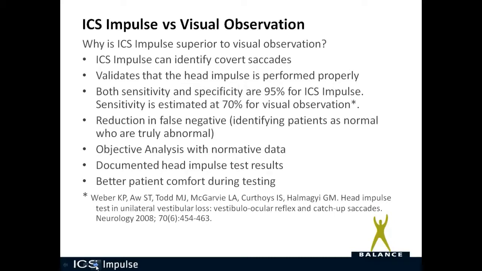Why is ICS Impulse superior to visual observation? Well, ICS Impulse can identify covert catch-up saccades. It validates that the head impulse is performed properly. Both sensitivity and specificity are 95% for ICS Impulse, and sensitivity is estimated at 70% for visual observation. Reduction of false negatives. Again, you don't want to be missing those covert catch-up saccades and saying that the patient is normal because you couldn't see the covert catch-up saccades. So you're identifying patients as normal who are truly abnormal when you use visual observation. With ICS Impulse, you identify both the overt and the covert catch-up saccades and don't misidentify anybody.